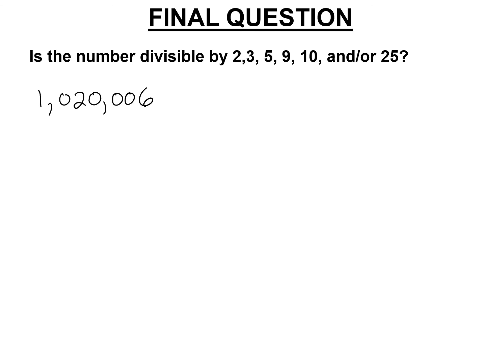Well, it's even, so it's got 2. Now let's do the sum of the digits. 1 plus 2 is 3, plus 6 is 9. So yeah, 3 is there, and 9 is going to be there. 5 is not going to be there. It doesn't end in a 0 or 5. 10 is not going to be there, and 25 is not going to be there. It's just 2, 3, and 9.